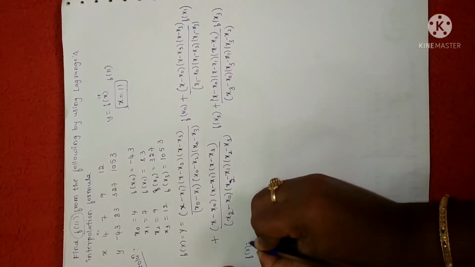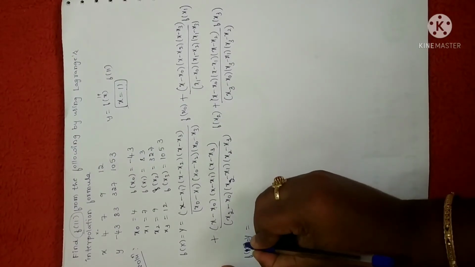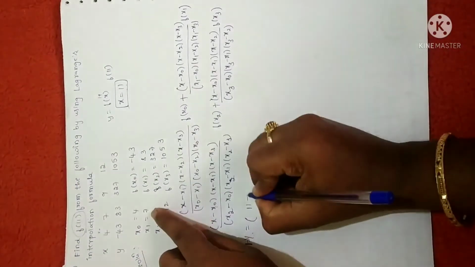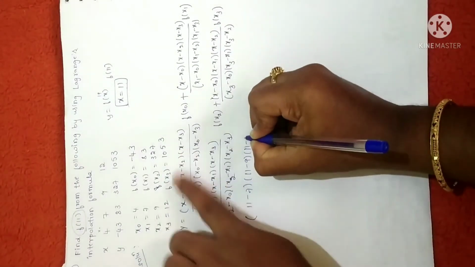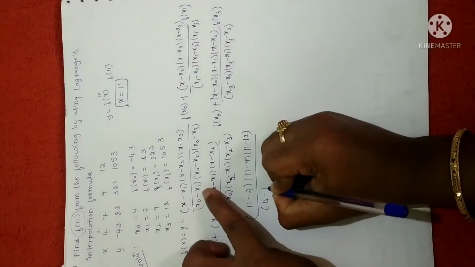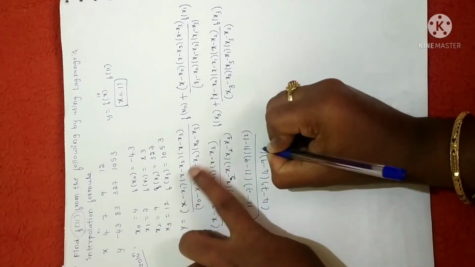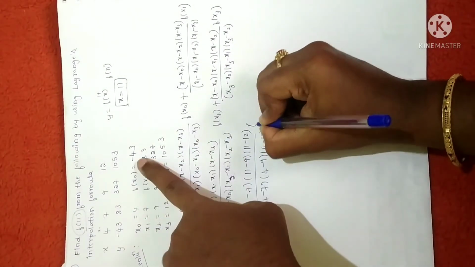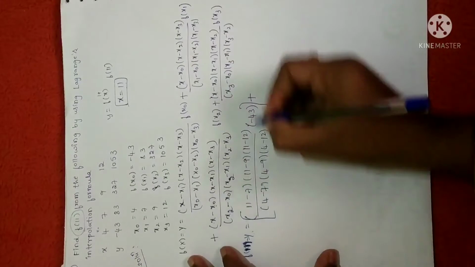So f of x is equal to y is equal to, at x is equal to 11, right? So I'll just replace x is equal to 11 here only. So f of 11 is equal to y is equal to, what is the value of x? x is equal to 11 minus x1 is 7. Next, 11 minus x2 is 9. Next, 11 minus x3 is 12, divided by x naught is 4 minus x1 is 7. Next, x naught is 4 minus x2 is 9. Next, x naught is 4 minus x3 is 12 into f of x naught. What is the value of f of x naught? Minus 43. Clear?